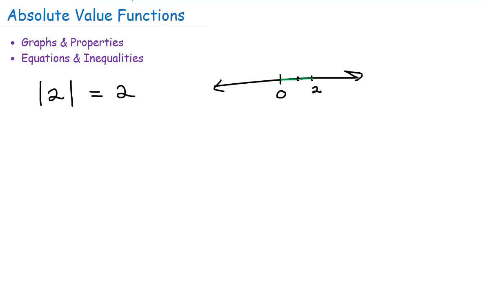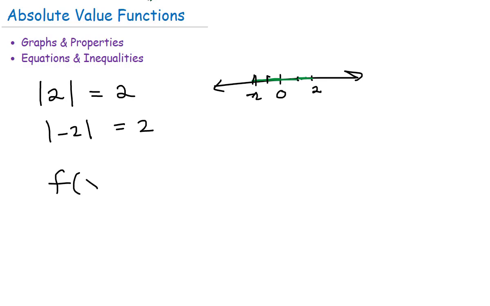1, 2. And then also, negative 2 is just the same, 2 units away from 0. So over here, in the negative direction, the absolute value of negative 2 is also positive 2 because it's talking about distance. So the absolute value bars represent the distance from 0 to these values. And so we will deal with functions that involve absolute values.